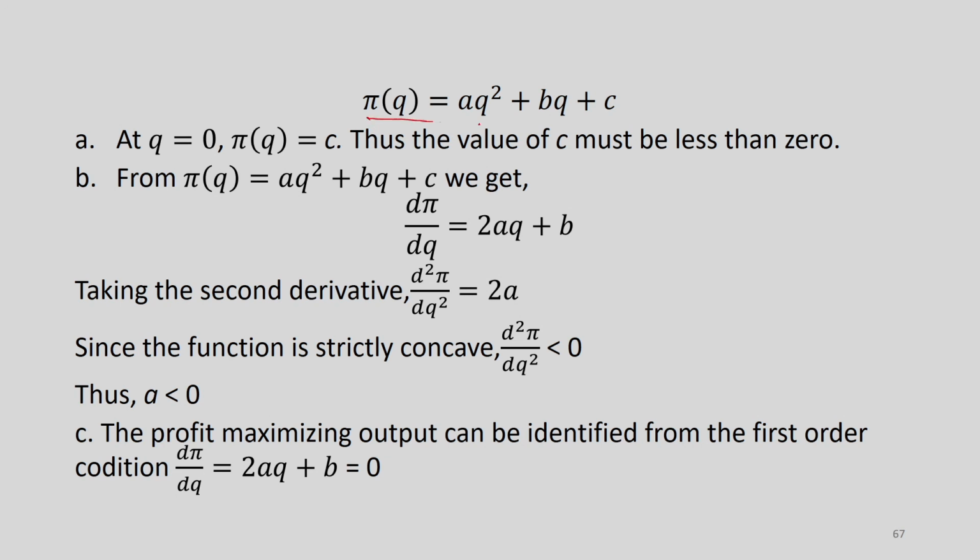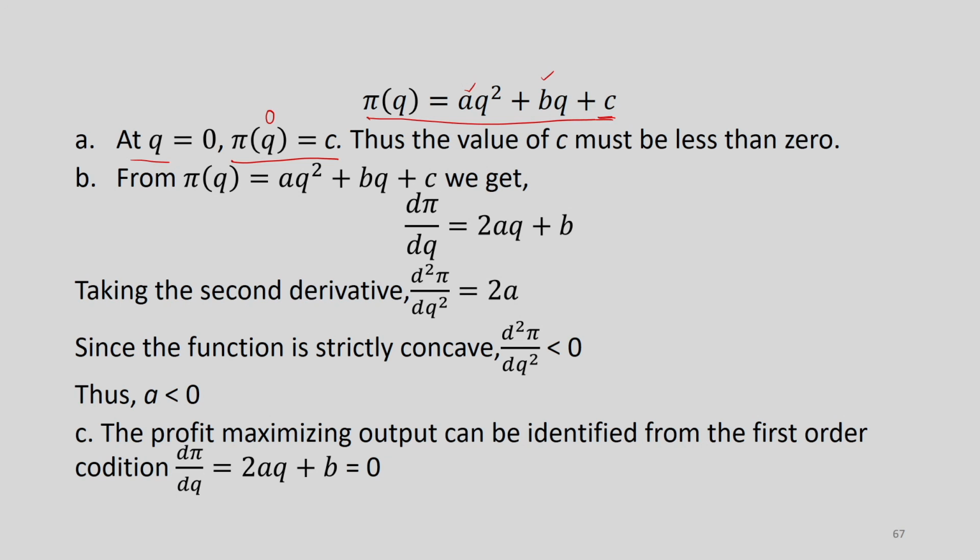The profit function is given as a q square plus b q plus c. So, what we do is put q equal to 0. That will give me the profit at output 0. Now, if we do so, the first two terms will vanish, right, because these are multiplied by 0. So, only the constant term will remain, which is small c.